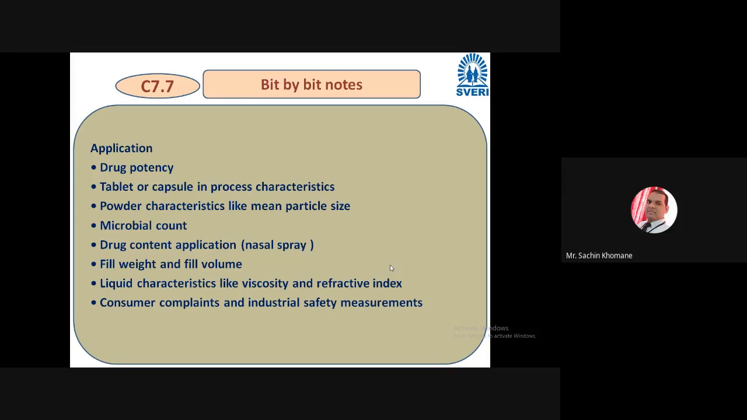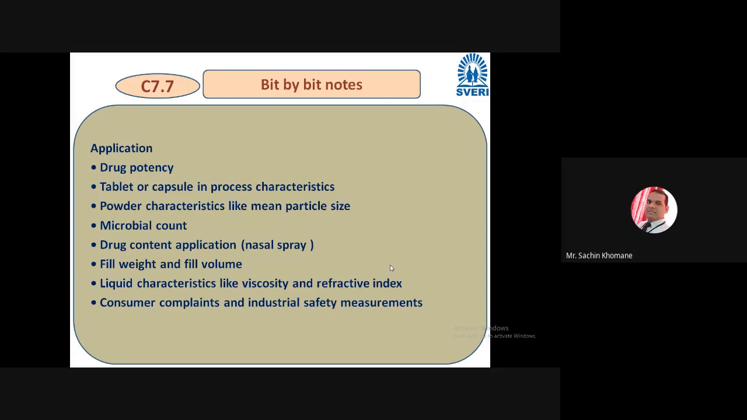So powder characteristics like mean particle size. Powder characteristics in medicine, how much thickness is needed, how much smoothness is needed for that powder. Also they check in the medical industry microbial counts, how many microbes are inside that chemical and medicine.